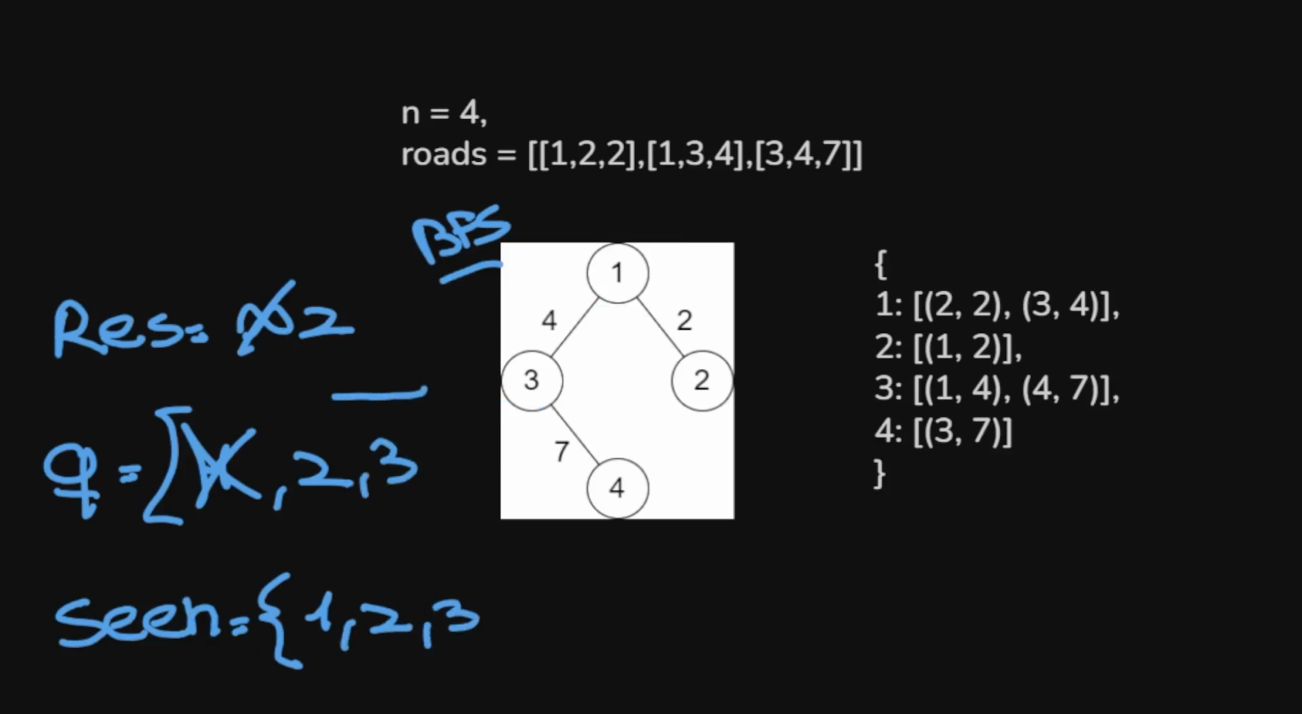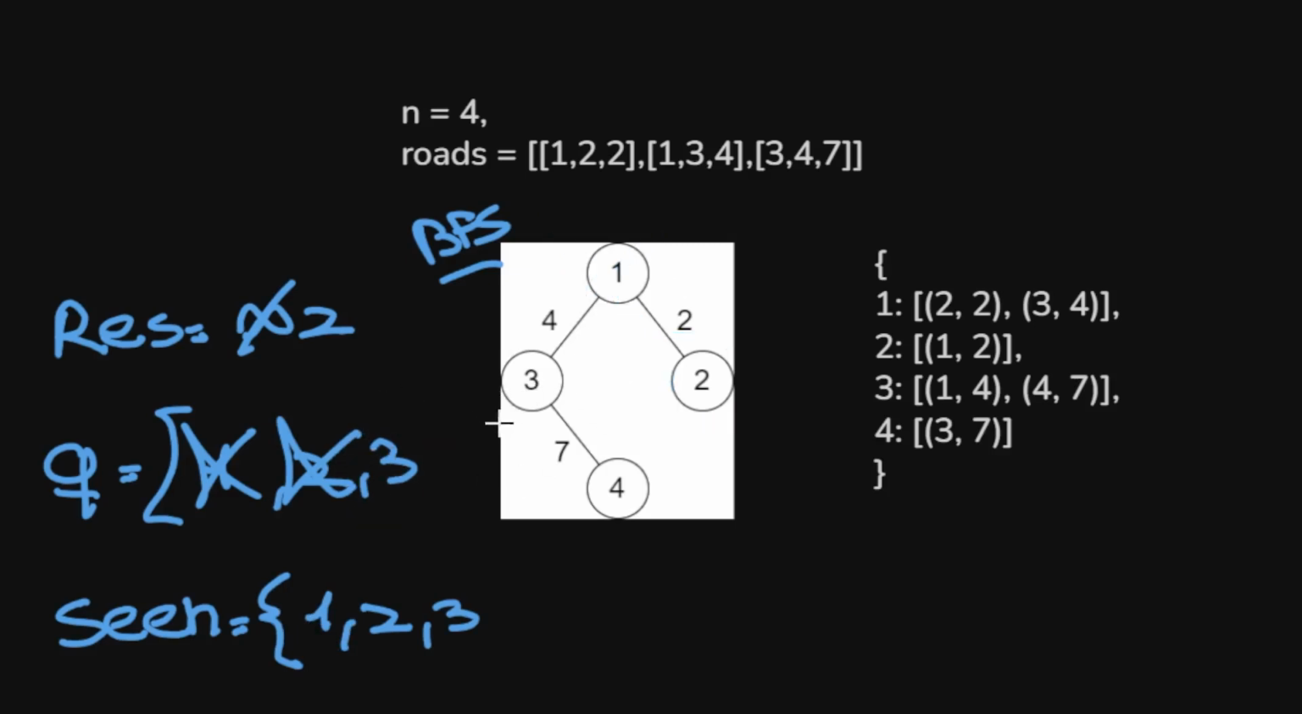Now we can continue, pop the leftmost element, meaning this one, so we are standing here. We have only one neighbor, which is node number 1, and the weight is 2, which is equal to what we have in the result. And given that we have 1 in seen, we don't go here. That's it. Now we can pop the next element in the queue.